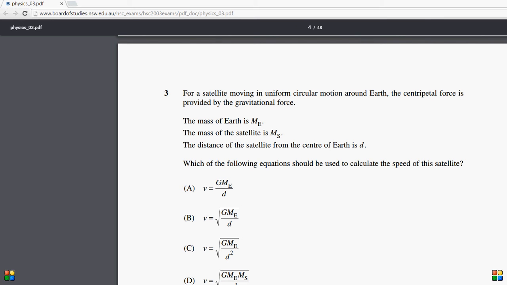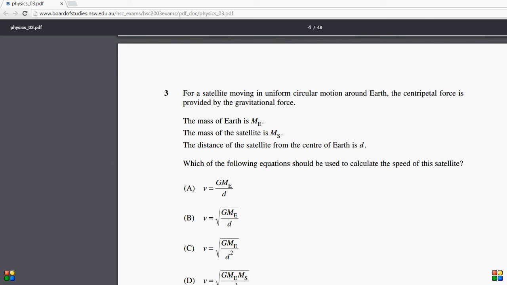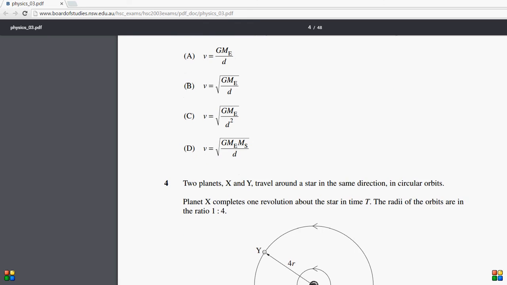For a satellite moving in uniform circular motion around Earth, the centripetal force is provided by the gravitational force. Which of the following equations should be used to calculate the speed of the satellite? Alright, so this is just orbital speed. Fairly simple, and this is just a memorized question. Do you remember this? The answer is B.